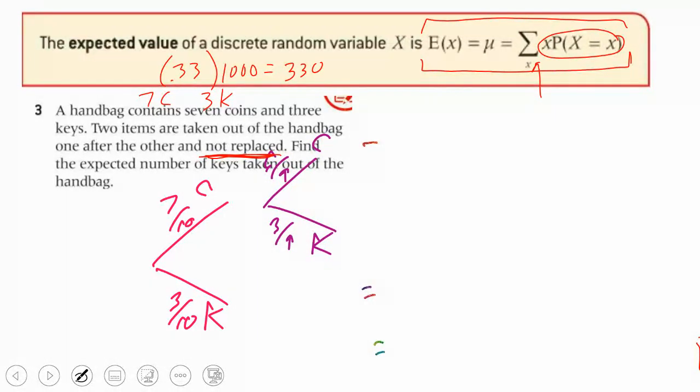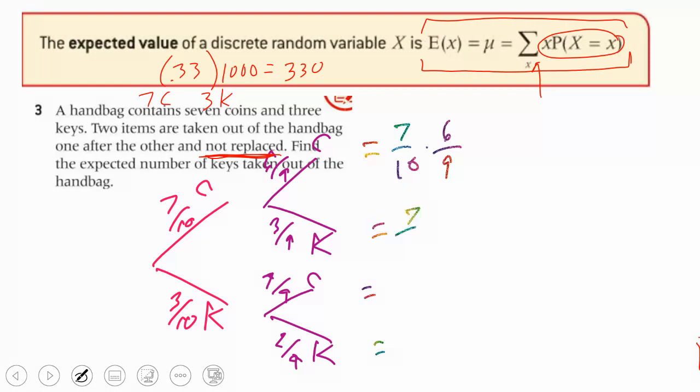So this is just what we did last section. Down below, if you draw a key out, there's still 7 coins left, and there's only 2 keys left. So I have all my probability situations by multiplying through the trees. If I added those up, those would all equal 1. So what does that mean?